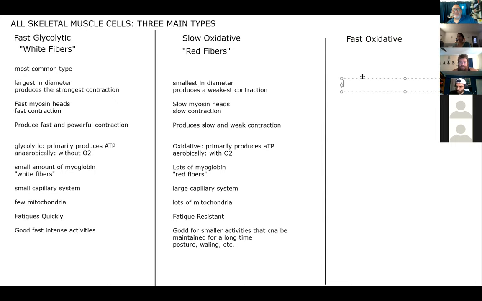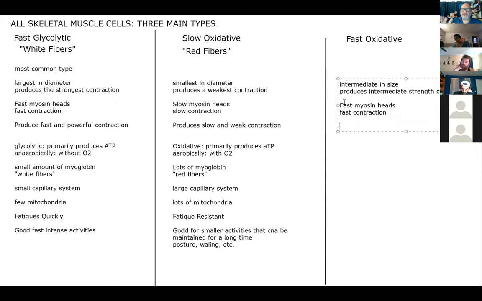That is great. Absolutely. So again, obviously a fast glycolytic is the largest, slow oxidative is the smallest. So these are going to be intermediate in size, which means they're going to produce an intermediate strength contraction. Again, based on the name, what is the speed of the myosin heads? Fast. Which of course is going to give us a fast contraction. So again, it produces an intermediate strength fast contraction.